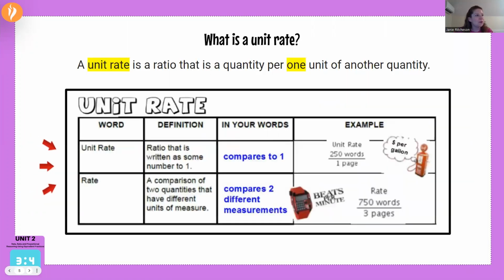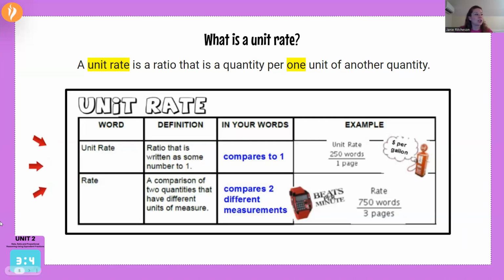All right, so a unit rate is a ratio that is a quantity for one unit of another quantity. Last week we talked about rates. So if I typed 120 words in 2 minutes, a unit rate is how many words I can type per minute, and per means for one. So my unit rate would be 60 words per minute.